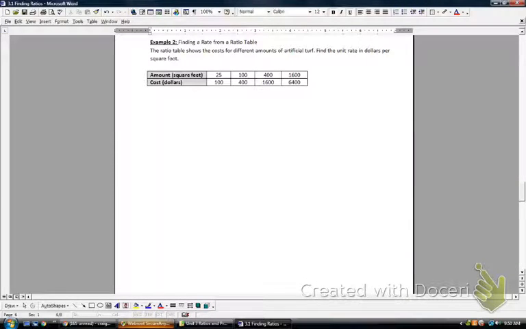All right, my example 2 says finding a rate from a ratio table. The ratio table shows the cost for different amounts of artificial turf. Find the unit rate in dollars per square foot. So here's my amount and my cost, but I am supposed to find the unit rate in dollars per square foot. So dollars per foot squared. That's how my ratio is going to be.